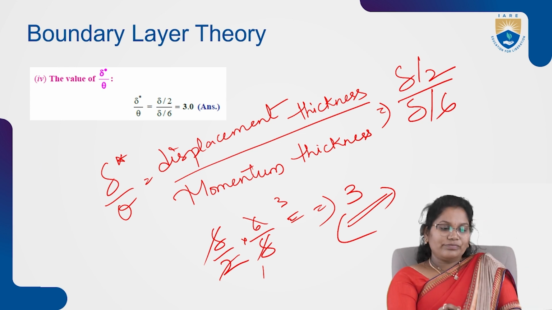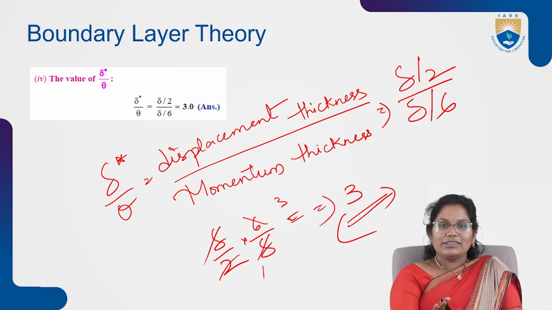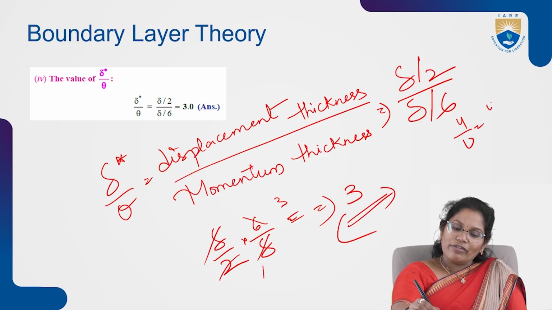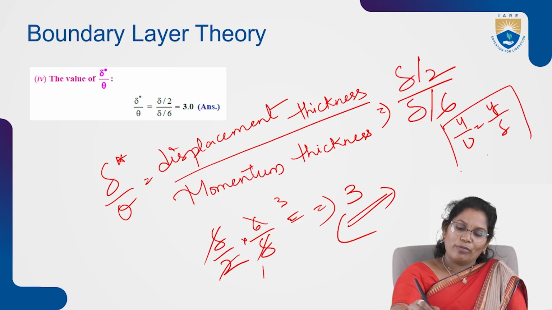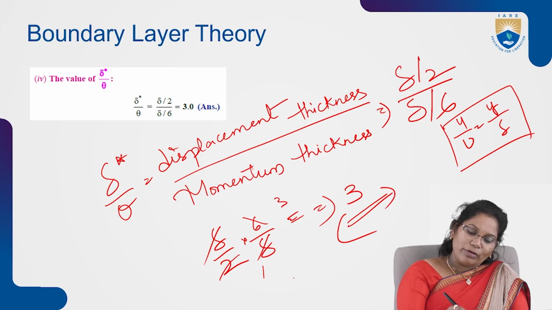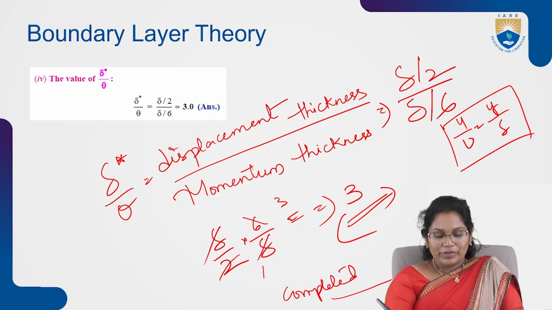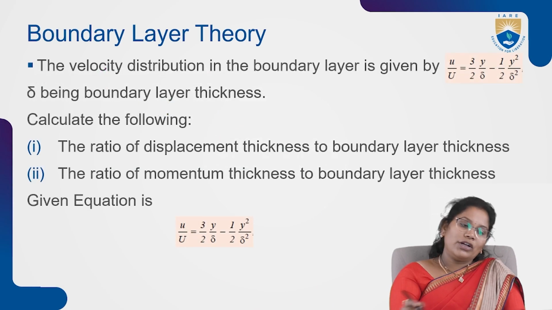These 3 thicknesses we have derived, we have solved. In place of U by capital U, we have written y by delta. Right? This is one type of problem. Here the problem is completed. Right? Now another problem.